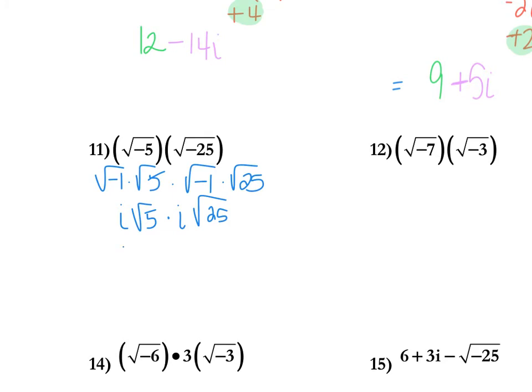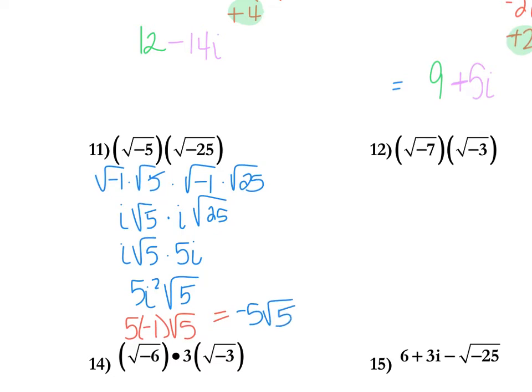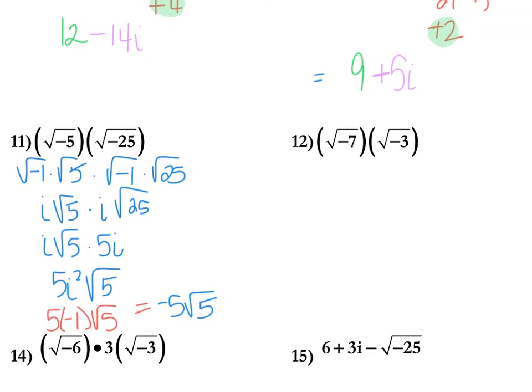And then simplify this. So this is i root 5 times 5i, because the square root of 25 is 5. And then multiply outsides together. So 5i squared root 5. Of course, this is not done yet because I must simplify powers of i. And remember that i squared is negative 1. And this is not subtraction. It is multiplication, so negative 5 root 5. Okay, so take care of i first.